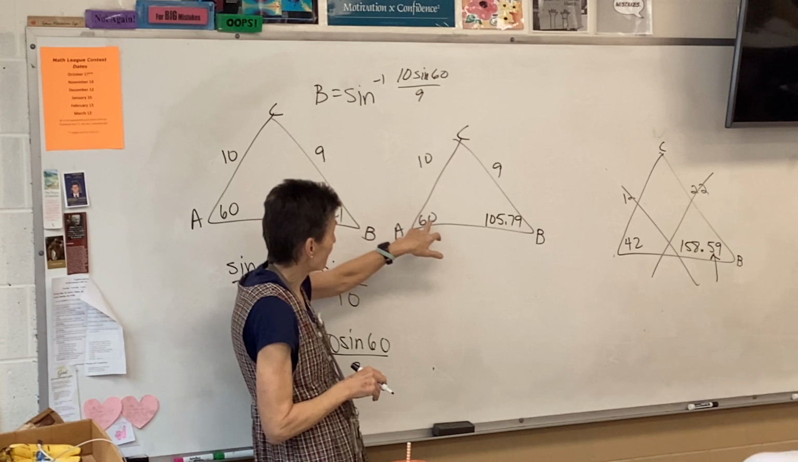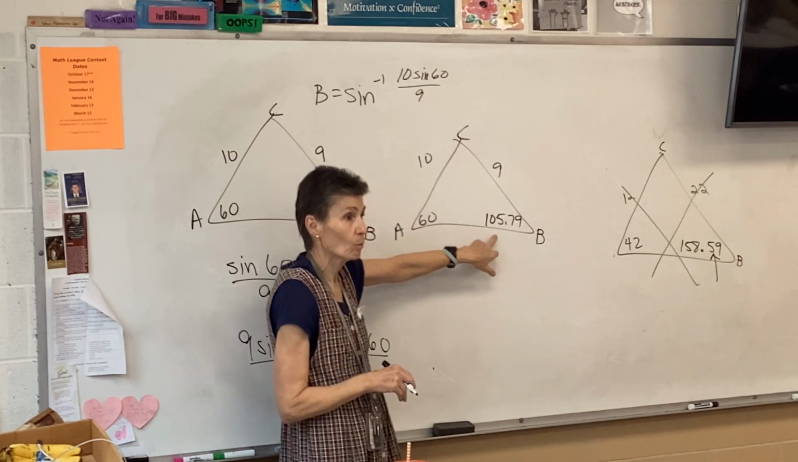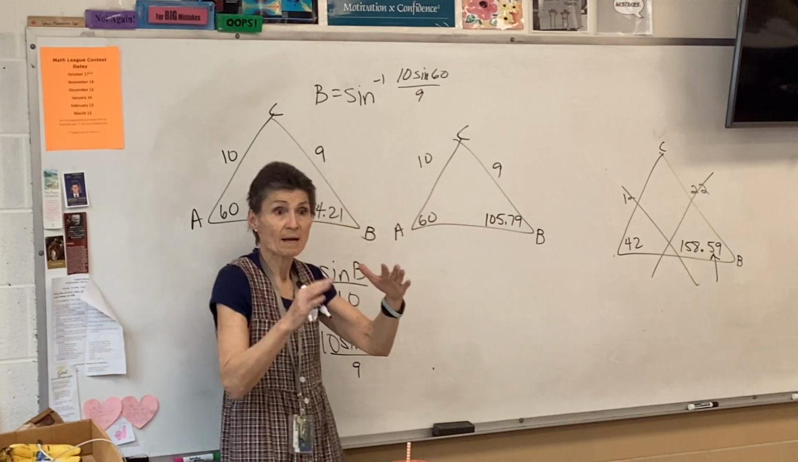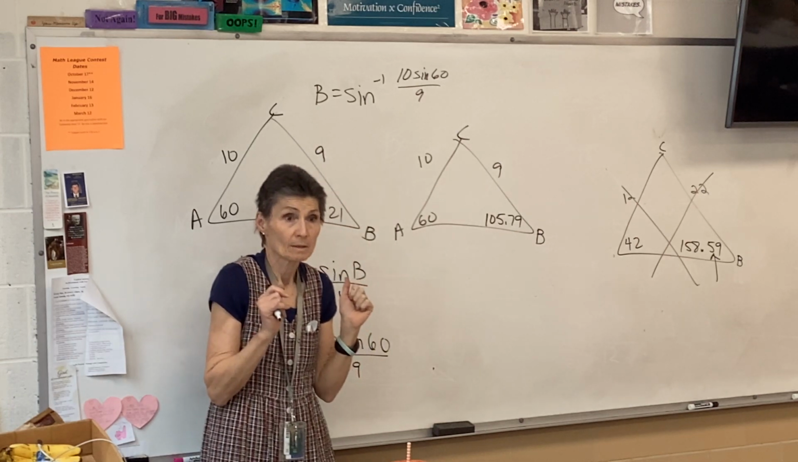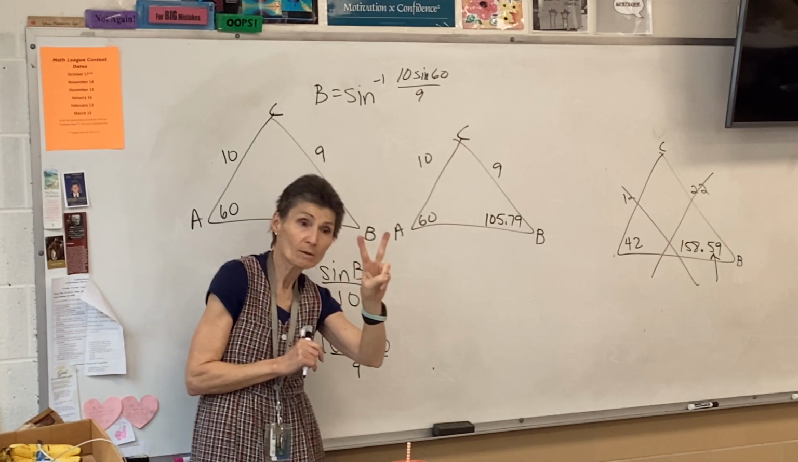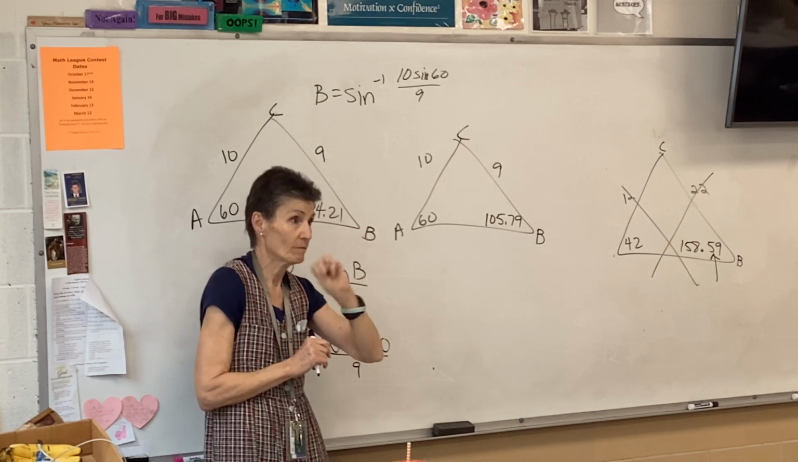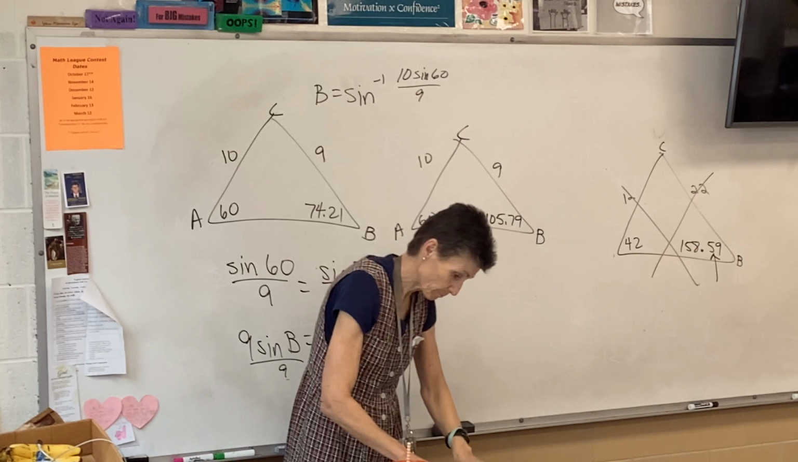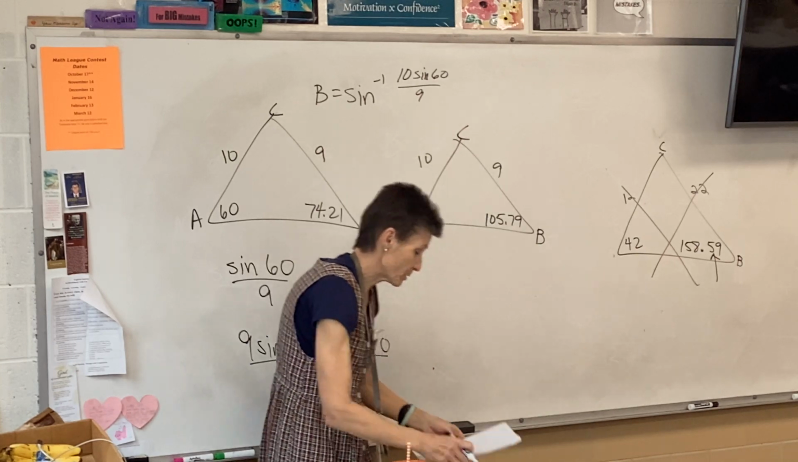Can you have a 60 and a 105? Is that permissible? Yeah. The rule is it has to be less than 180. So how many triangles are possible? Both of them are possible. All right, do the last one on your own. See what you can come up with.